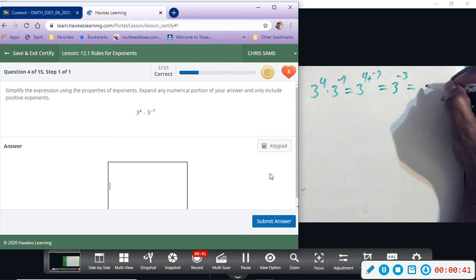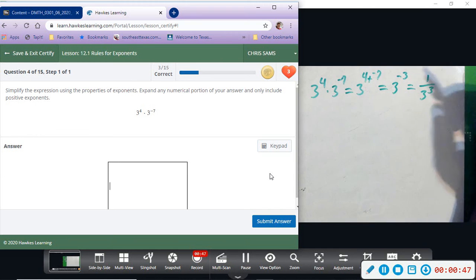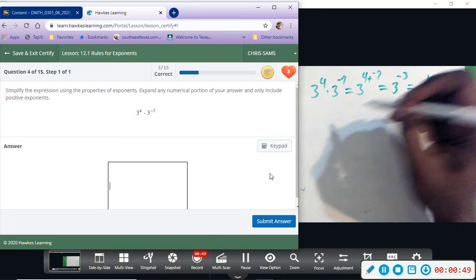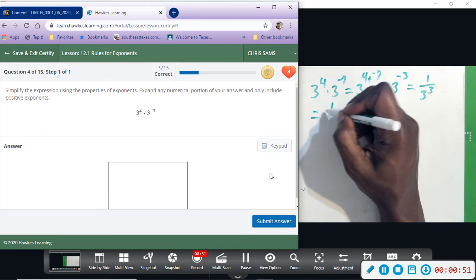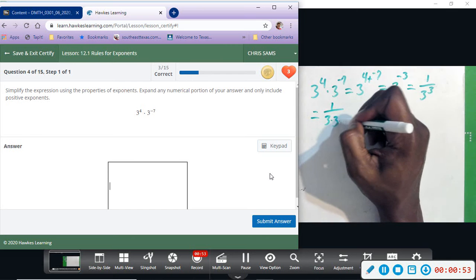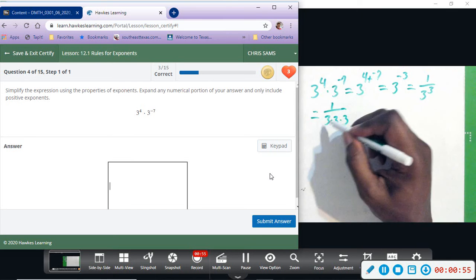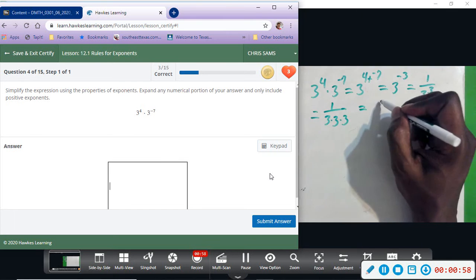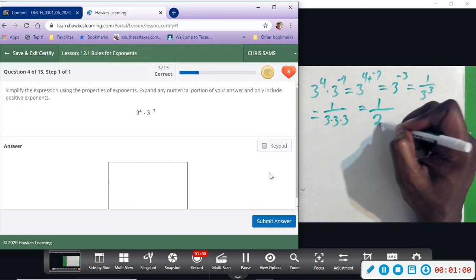So you have 1 over 3 to the 3rd, and 3 to the 3rd we can evaluate. 1 over 3 times 3 times 3. 3 times 3 is 9, times 3 is 27. So we get 1 over 27.